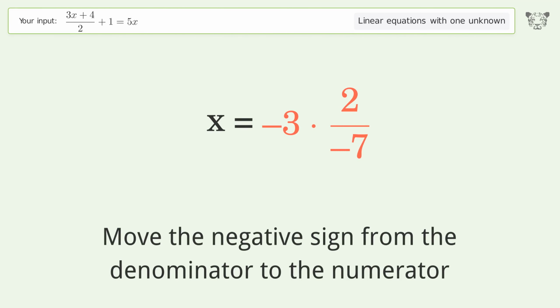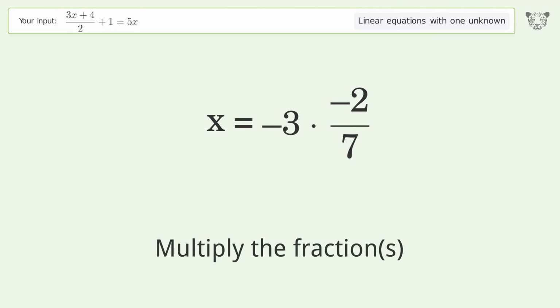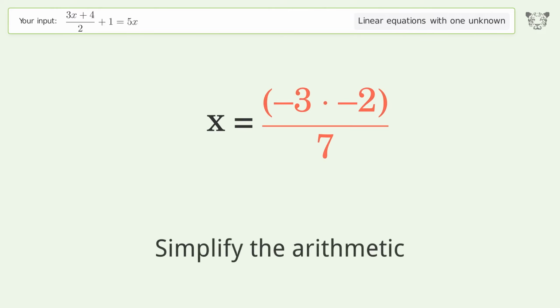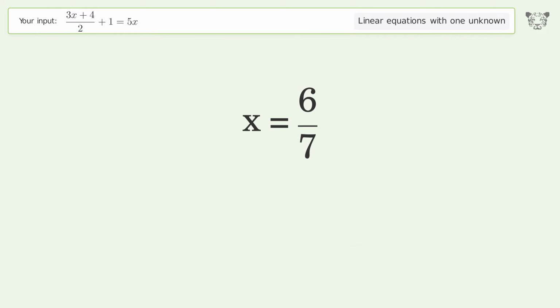Move the negative sign from the denominator to the numerator. Multiply the fractions. Simplify the arithmetic. And so the final result is x equals 6/7.